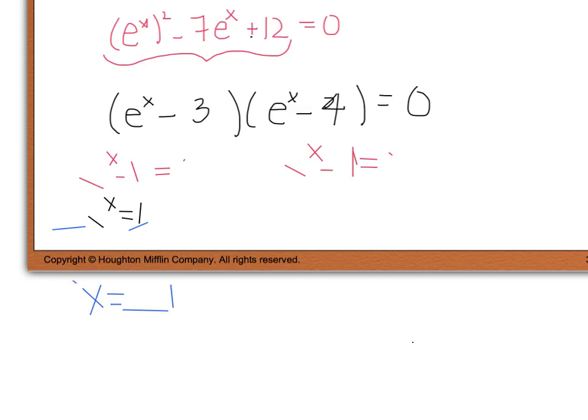And if I do the same thing on the other side, I have e to the x equals 4. We'll take the natural log of both sides. Those are going to cancel, and we're going to be left with x equals the natural log of 4 then. So these would be your two solutions.